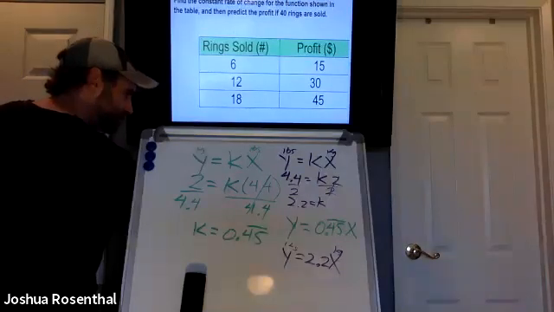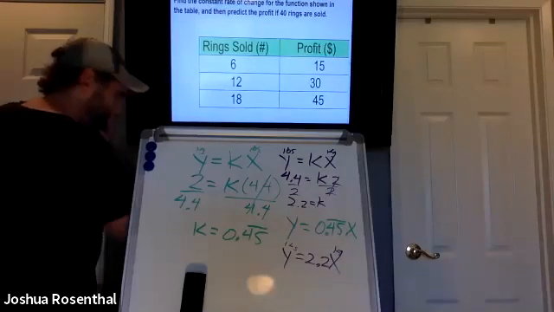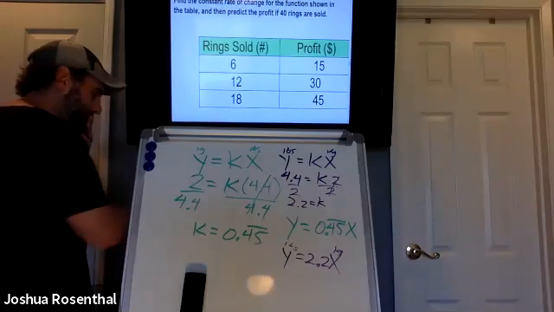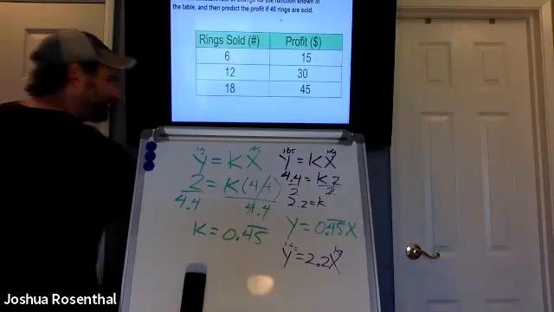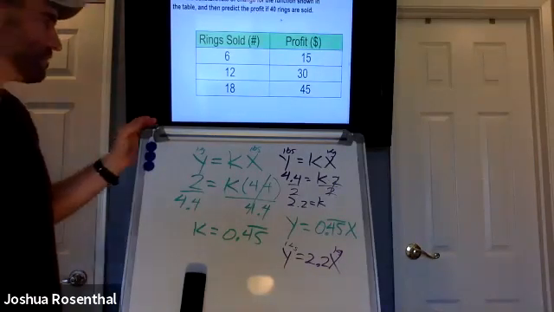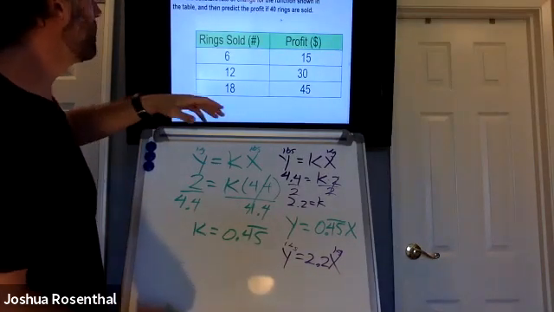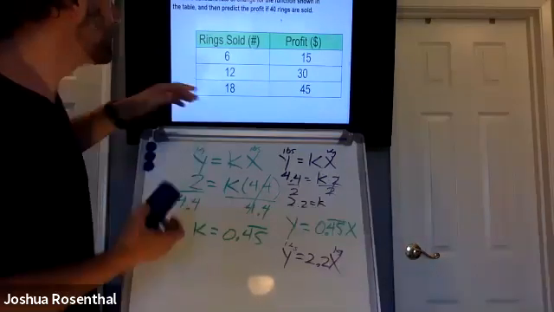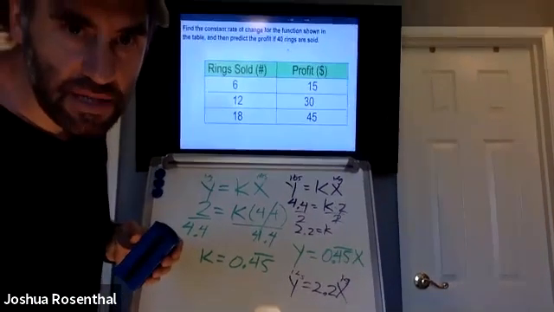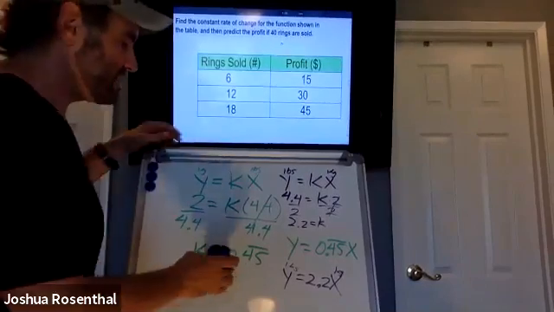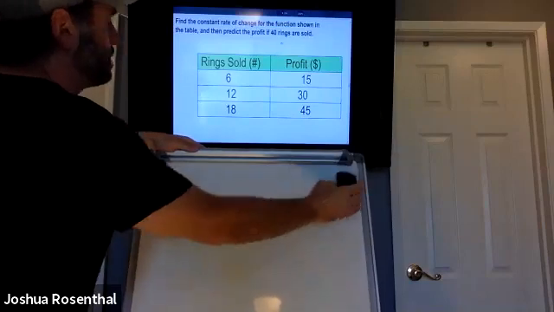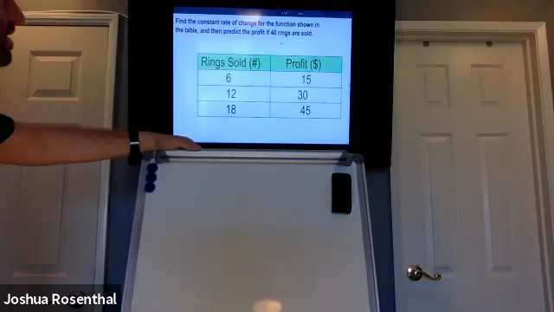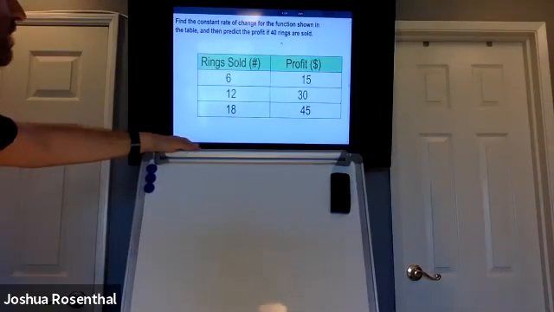Let me shrink this just a bit. That'll do. Find the constant rate of change for the function shown in the table. You probably can see that nicely because it's large. Let me bring the screen up a tad. That table is pretty large. I know you guys can see the table. Okay, so find the constant rate of change for the function shown in the table and then predict the profit if 40 rings are sold.